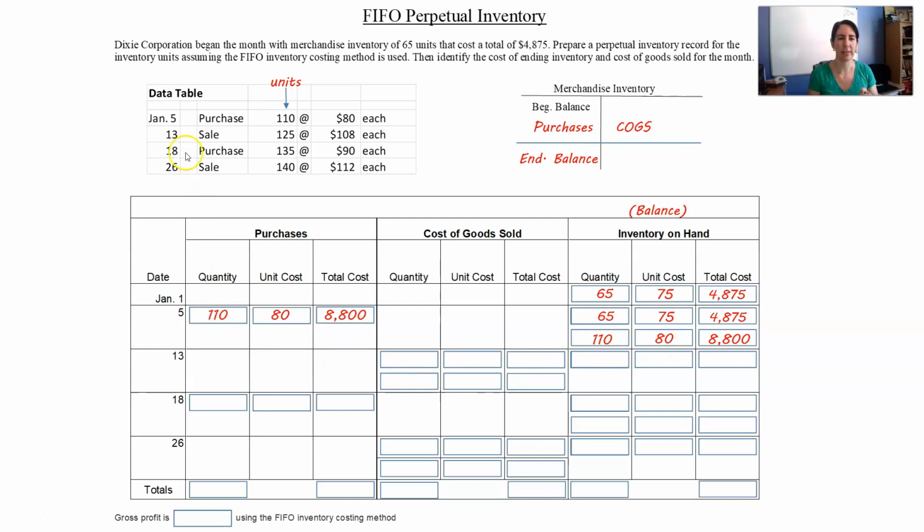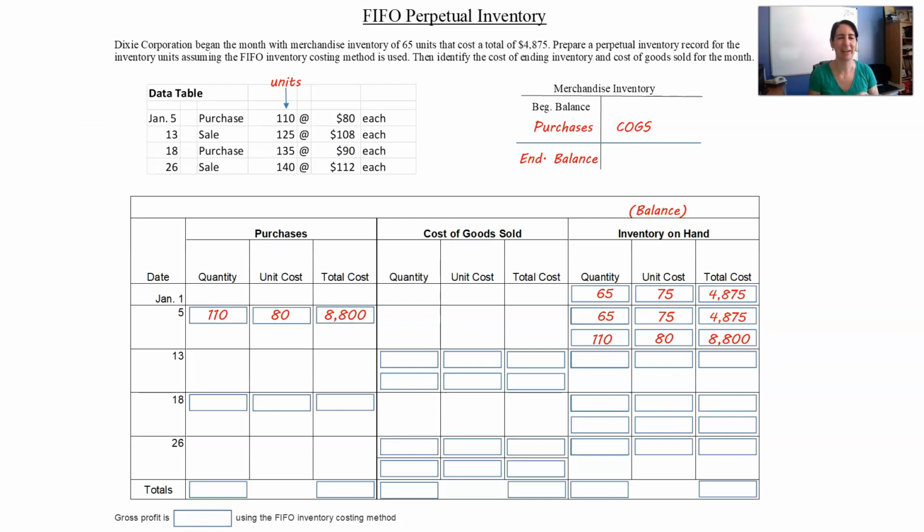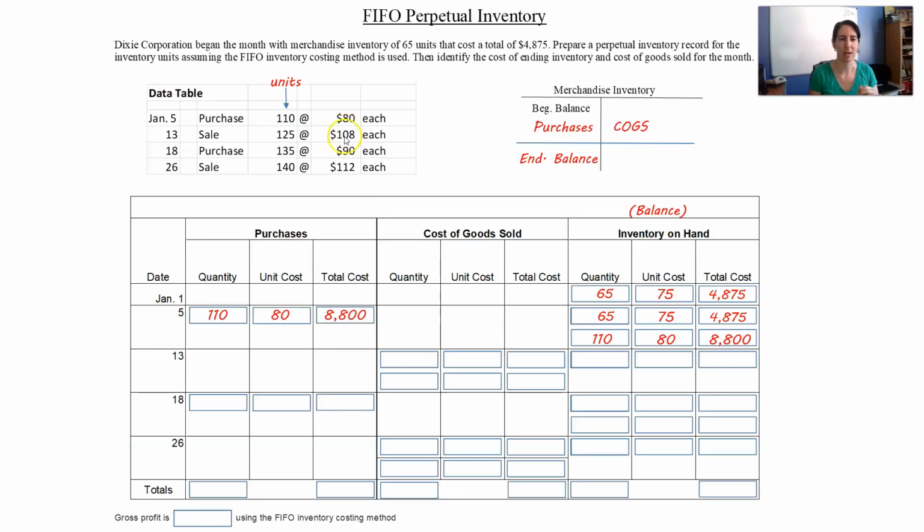All right, the 13th comes along. We're selling 125 of them at $108 each. Oops, let me step back. I forgot, we're going to do journal entries in between. So we're going to flip back and forth between the journal entries and the grid. We bought 110 at $80, and let's record that. We've got a debit to inventory. MI is merchandise inventory, because we're increasing inventory. And we owe the money, so we're going to credit accounts payable for $800. All right. Now let's go back.